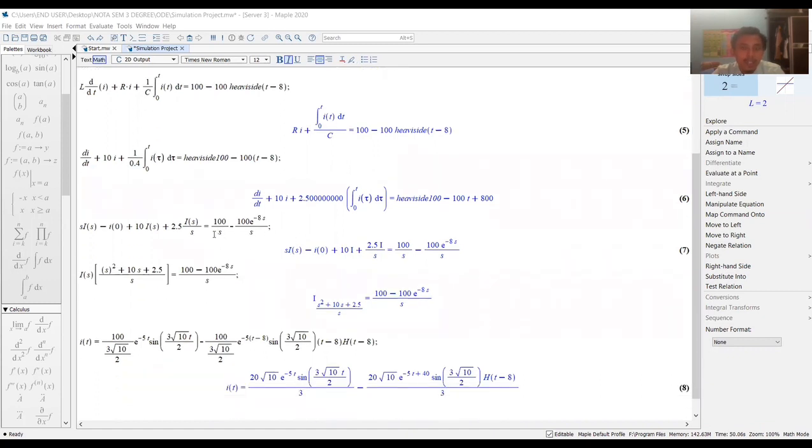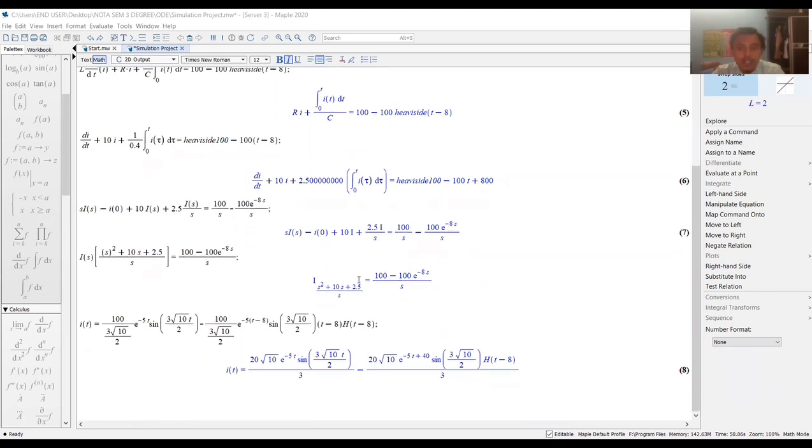And next, for the number 7 calculation, which is sI(s) minus I(0) plus 10I(s) plus 2.5 I(s) over s equal to 100 over s minus 100 e to the power of negative 8s over s, and we get the result, which is sI(s) minus I(0) plus 10I(s) plus 2.5 I(s) per s equal to 100 per s minus 100 e to the power of negative 8s per s.